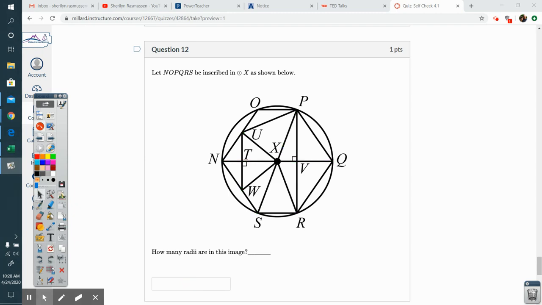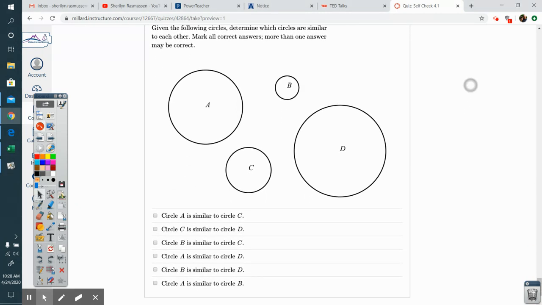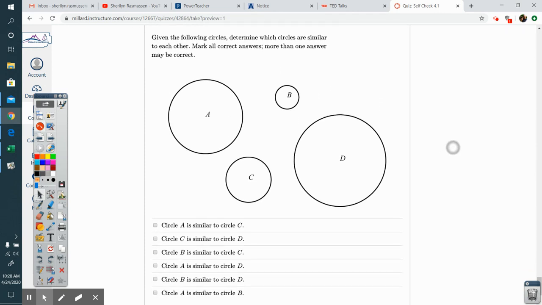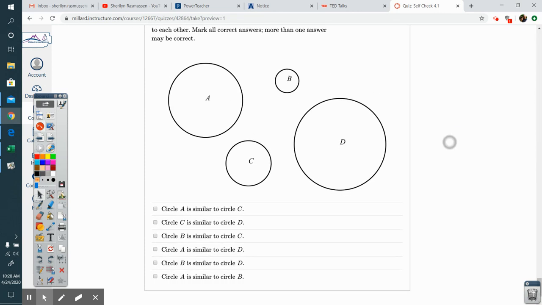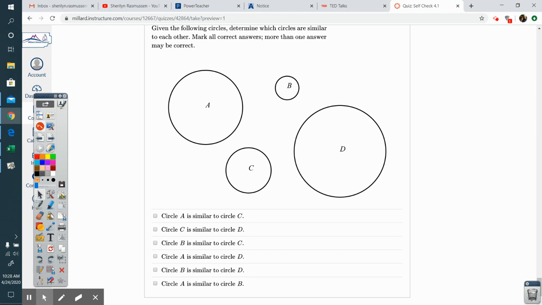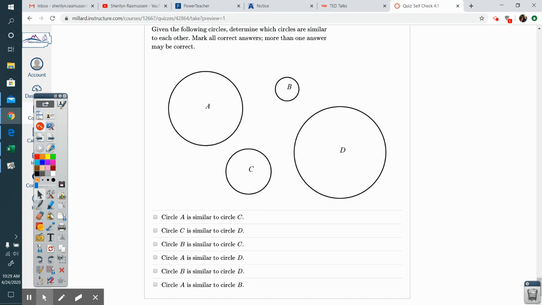Okay, next problem, last one. Of all these circles, and this is the one like what I was saying, given the following circles, which are similar, and mark all answers that are correct, more than one answer may be. And since all circles are similar to each other, you will mark every single one of these. You'll put a check on every single one because all circles are similar to themselves because the angles are always 360 in a circle. All right, so that's the end of this section.